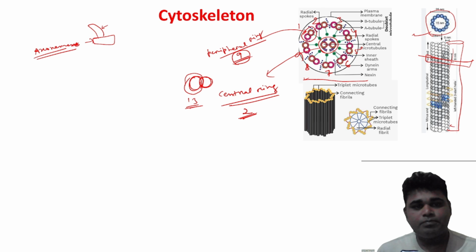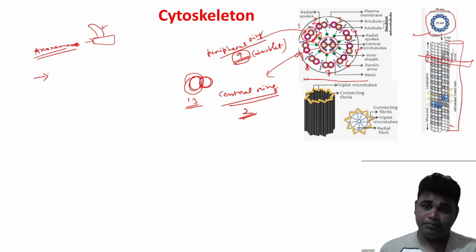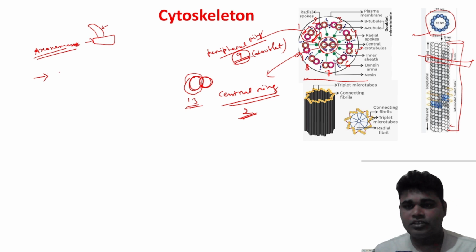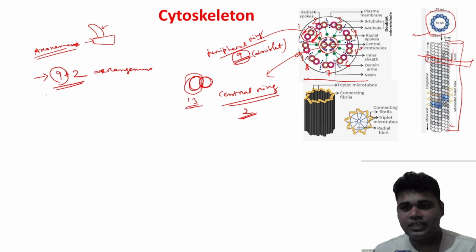But here they are present in the doublet structure. This is the doublet structure. So if we look at the axoneme structure, it is designated as a 9+2 arrangement. What is the 9+2 arrangement? 9 means in the peripheral structure, 9 microtubule structures are present, and they are doublets.